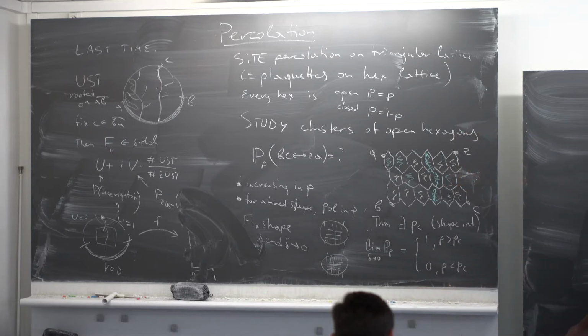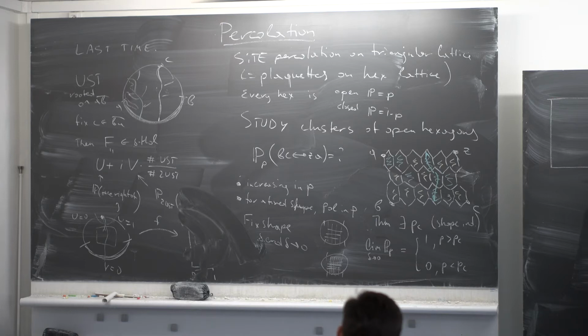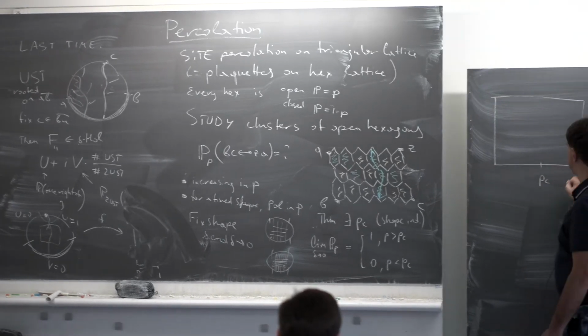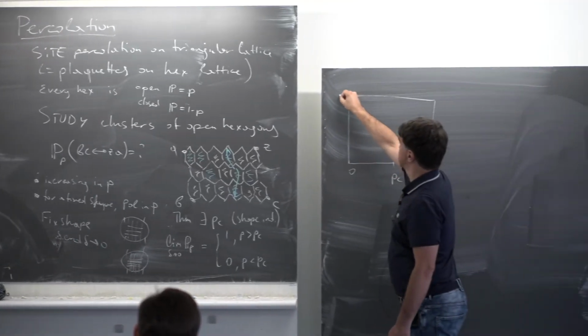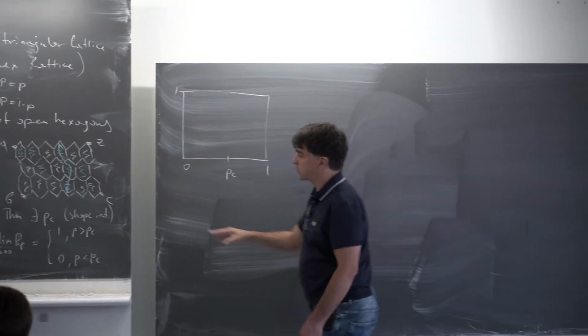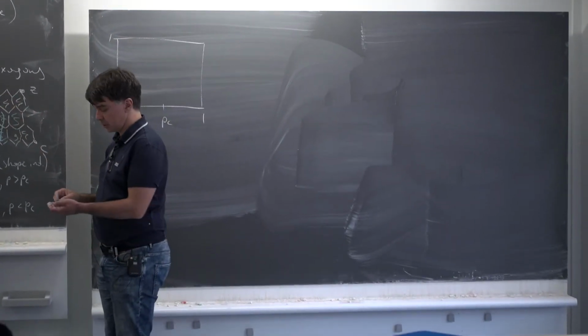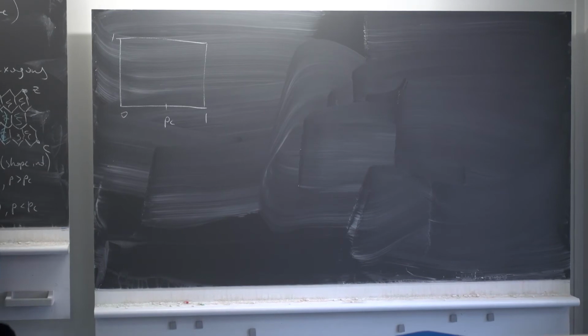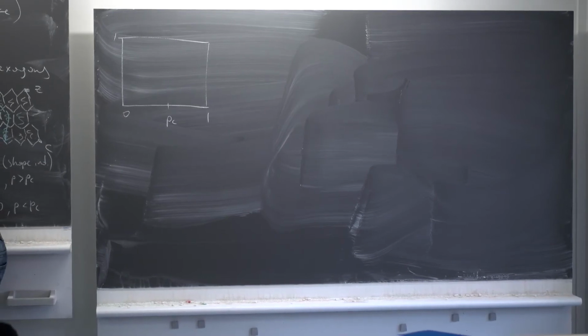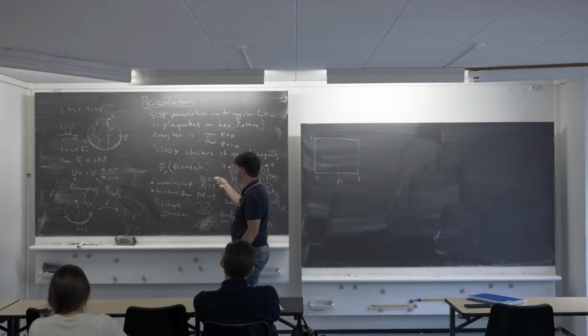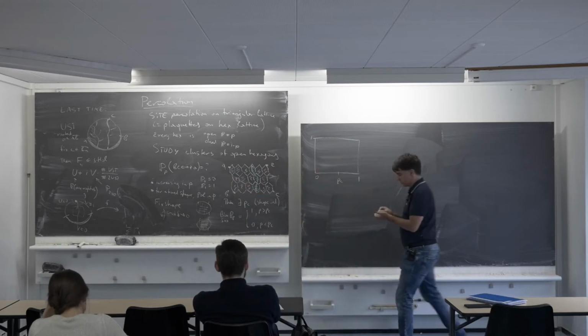And so basically what happens is that there is some number PC. Our probability, obviously, is increasing. Also, I should say that at number 0, probability is 0. At number 1, probability is 1, because then everything close to everything is open.